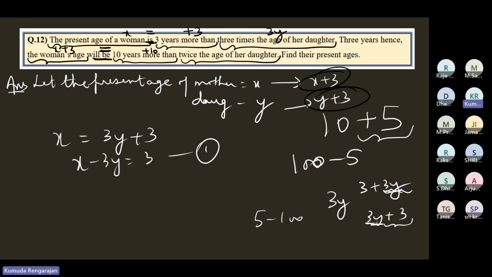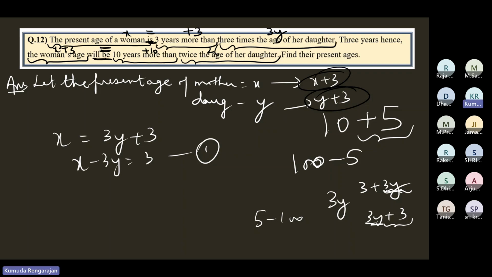3 years hence, mother's age, that is x plus 3, will be, means equal to, 10 years more than, plus 10, twice the age of her daughter. So twice the age of her daughter is what? 2 into y. 2 into y, or 2 into y plus 3? 2 into y plus 3, ma'am.